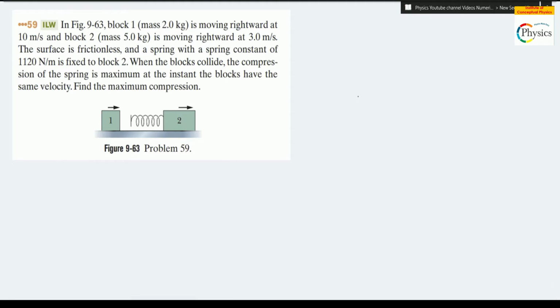All right, so the block of mass 1 kg, right? So you are given this mass m1 is equal to 2 kgs. This is the mass of the block number 1 and it is moving rightward at 10 meter per second. The velocity is equal to 10 meter per second.